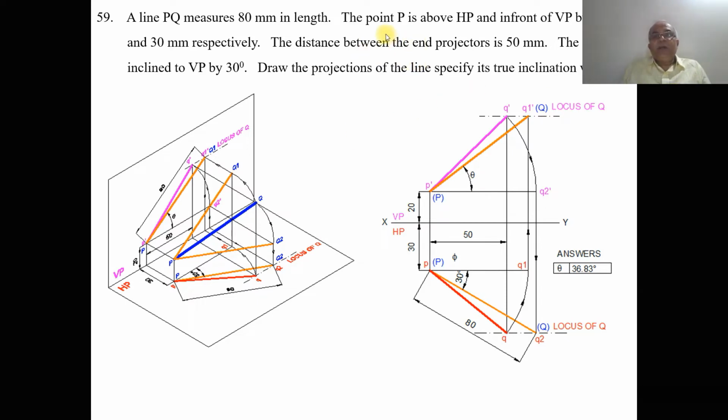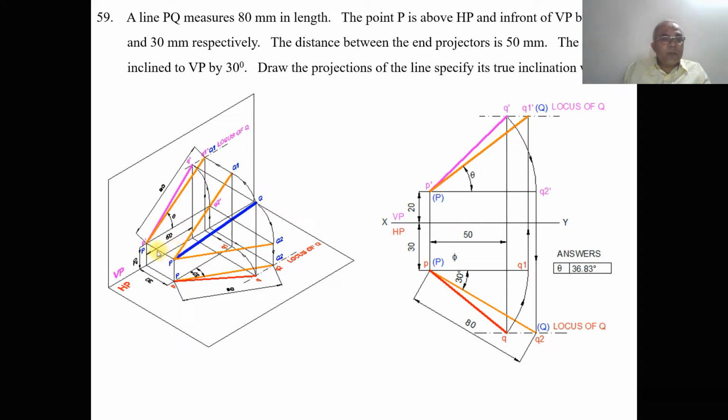So as he has given, the point P is above HP and in front of VP by 20 and 30 mm respectively. When you look from the front view, we can see the distance 20 mm above HP, and it is projected onto the vertical plane. So you mark this point as capital P, and you mark this as small p dash because it is the front view.